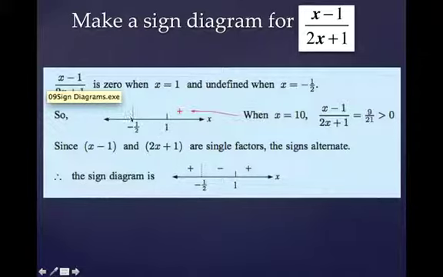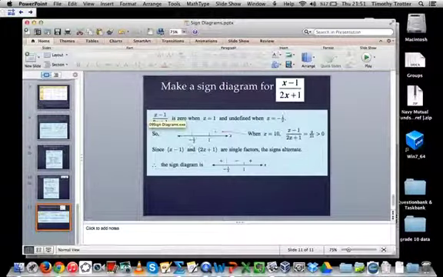Again, because this indicates an undefined spot, we make this dotted. This is an x-intercept, so that's solid. We only have two numbers here, so what we need to do is test some numbers in between to see if it's positive or negative, and then you go ahead and indicate the signs this way. Okay, hopefully that was clear.